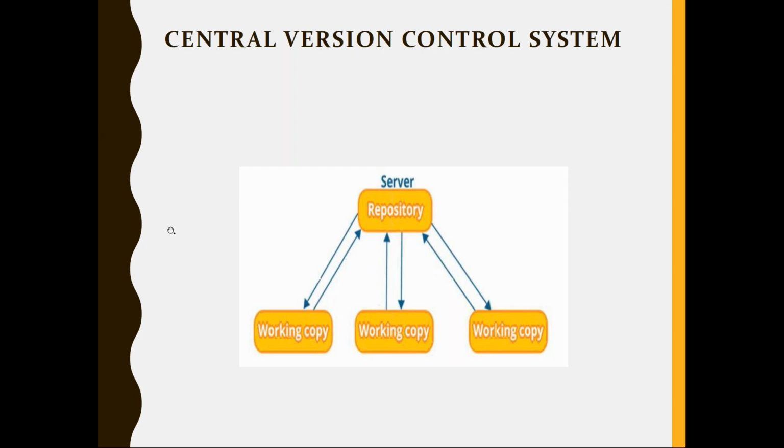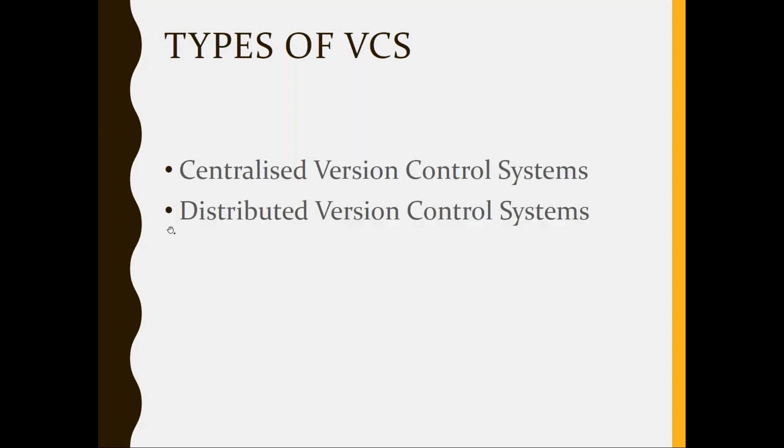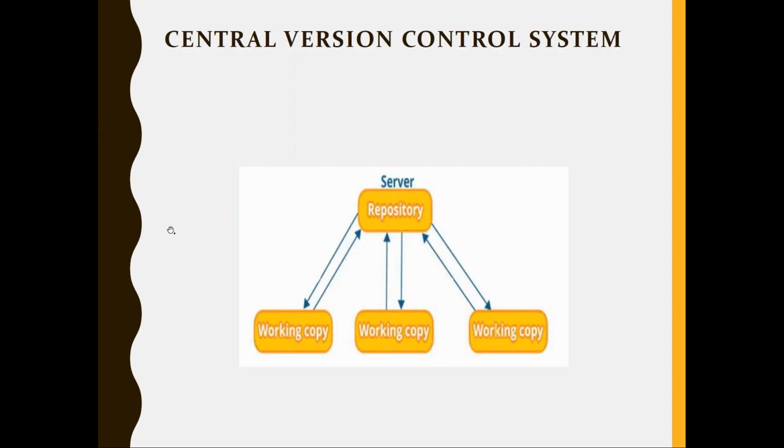Okay, first let's talk about the centralized version control system. Based on the architecture they were categorized, so this is the architecture of a centralized version control system. See, there is a central server or a remote server, whatever you call it. This is called the central server or remote server. Here all the project work, all the files, are kept, and here you are seeing the working copy.